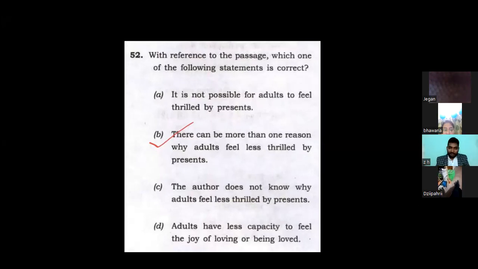Be quick. A little while ago we saw that adults have less enthusiasm compared to kids. Don't prove it right. Yeah, we'll look at the next question.